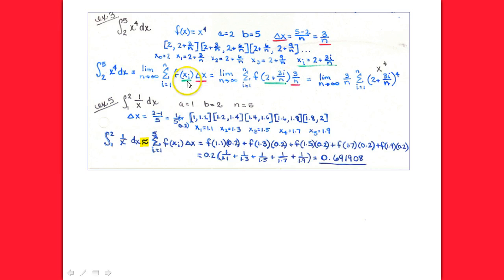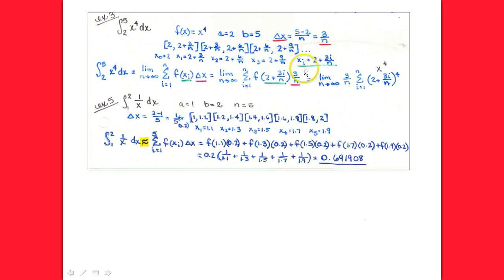Then we need to find x sub i. X sub i is going to be our a value plus the change in x times i. That was our formula from the previous slide. Our a value was 2, our change in x was 3 over n times i. So x sub i would be 2 plus 3i over n. So in the place of x sub i, let's put 2 plus 3i over n.